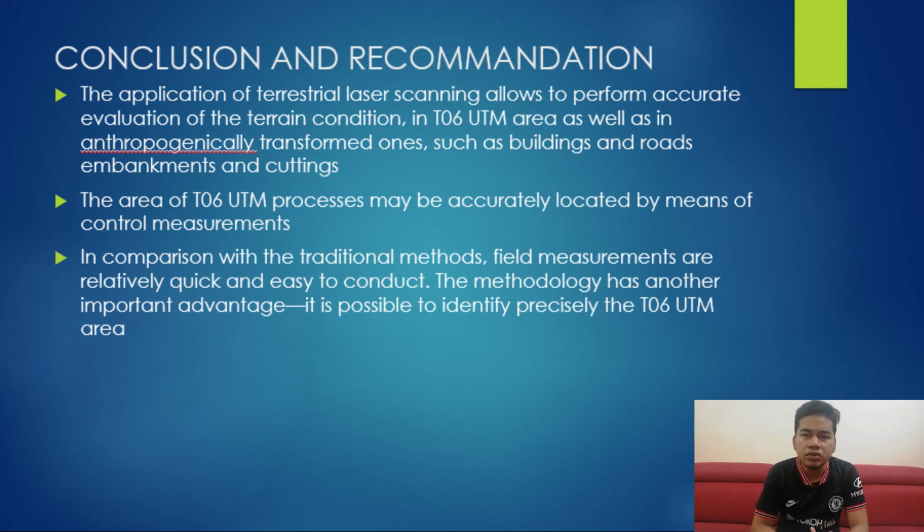The area of T06 UTM's processes may be accurately located by means of control measurements. The adopted method allows rapid assessment of the intensity of these processes and the calculation of the urban material volume. In comparison with the traditional method, field measurements are relatively quick and easy to conduct. The methodology has another important advantage. It is possible to identify precisely the T06 UTM area. Changing the scanner coordinate system to the object one increases the accuracy of determining the T06 UTM area.